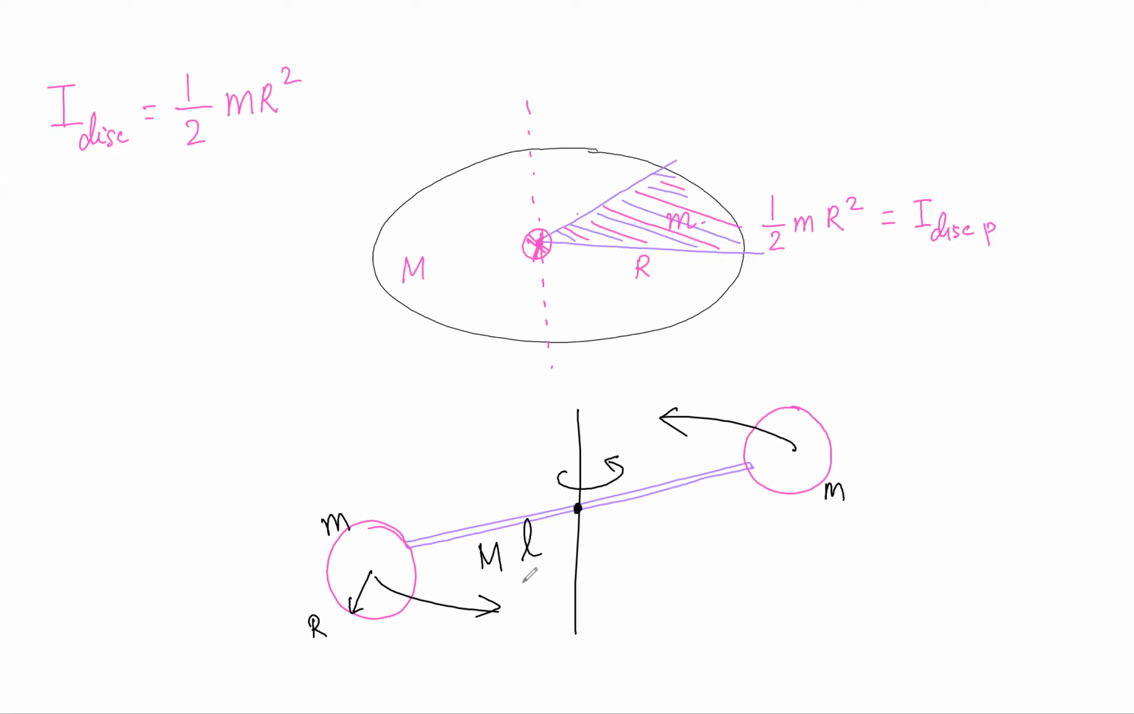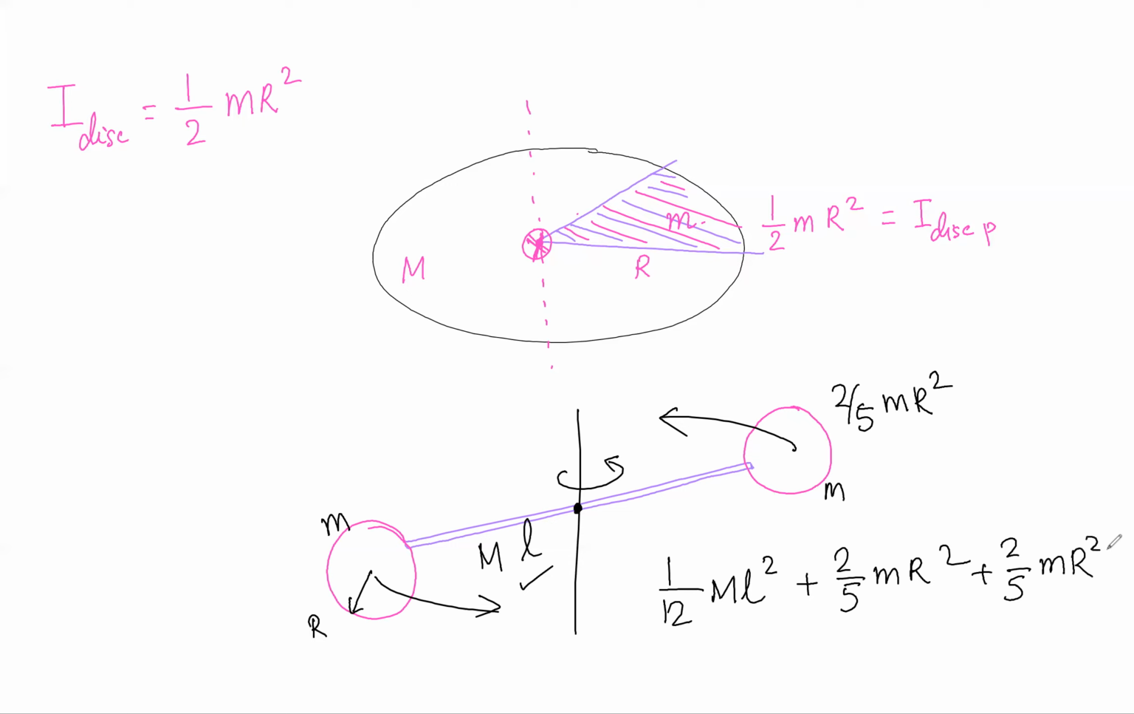So you might say the moment of inertia of the rod is equal to 1 by 12 ML square. Absolutely right. The moment of inertia of the sphere is equal to 2 by 5 MR square. That is also right. Can we add them? Yes, we can add them. So we can write 2 by 5 MR square. The moment of inertia of this sphere is also 2 by 5 MR square. You can also add 2 by 5 MR square. There is just one small problem.